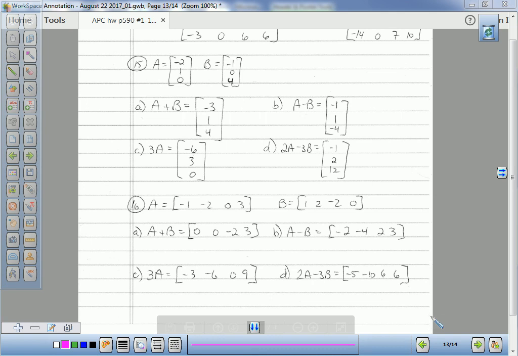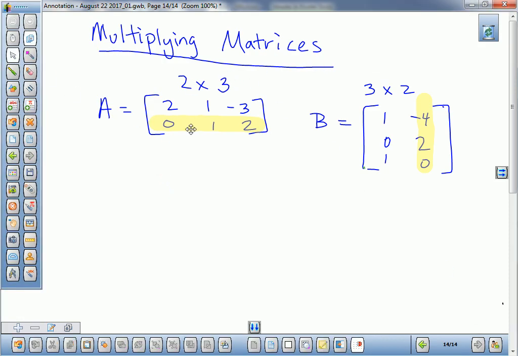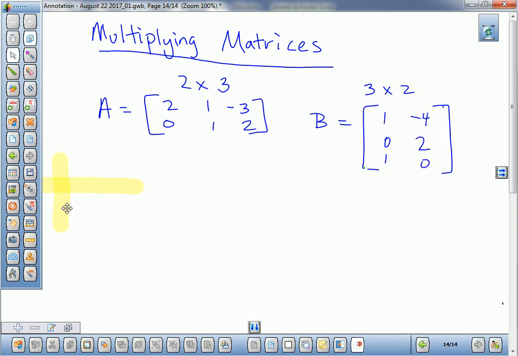So, yesterday we did addition of matrices. Is matrix A plus matrix B equivalent to matrix B plus matrix A? Yes, we found that to be true yesterday. So we're going to investigate whether, when we multiply matrices, multiplication is commutative.